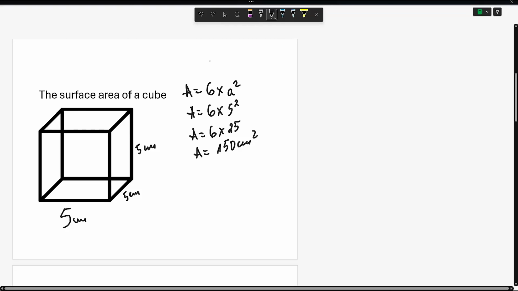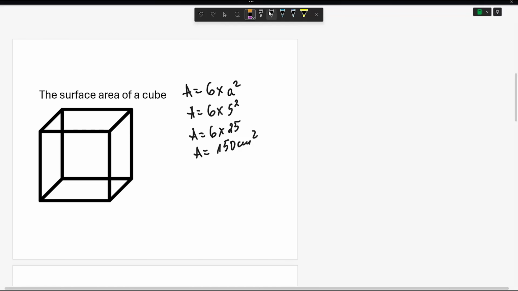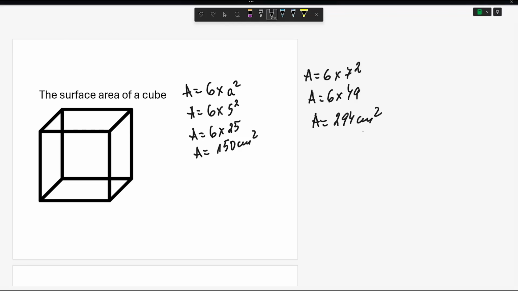So again, this is our formula, we have our a side, which is 5, we can change it with something else. Let's say we change it with 7. If we have 7, it's going to be 6 times 7 square, and 7 square is 49, and then 6 times 49 is 294. So this is your surface area in the cube if you have a side 7, for instance.